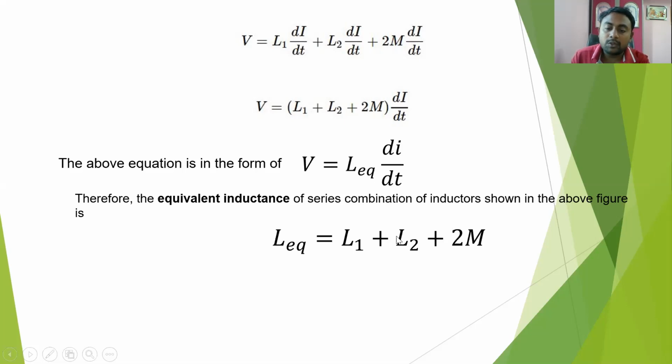This is your equivalent inductance when two coils are series aiding. This is the formula for series aiding.